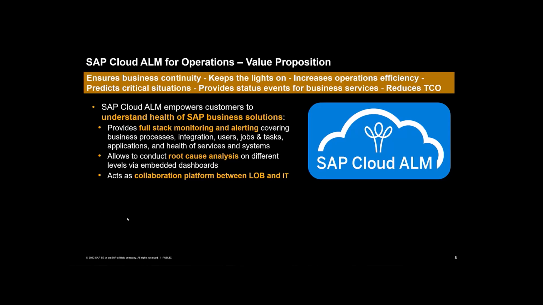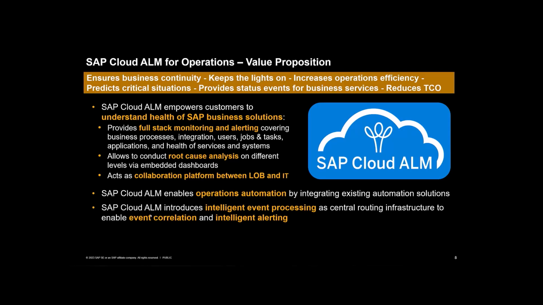We consider SAP Cloud ALM a collaboration platform between line of business and IT. So this means some of the use cases more address the needs of line of business users. Other use cases more address the needs of IT users. We have integration with operations automation. This means out of SAP Cloud ALM, out of an alert, you can trigger operation flows. And here we have integrated several operation automation environments.